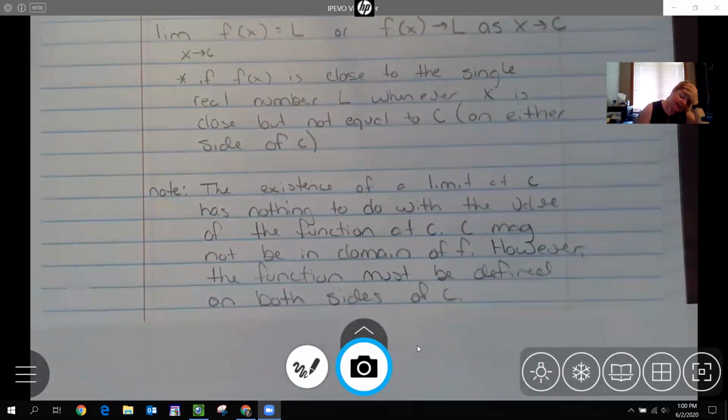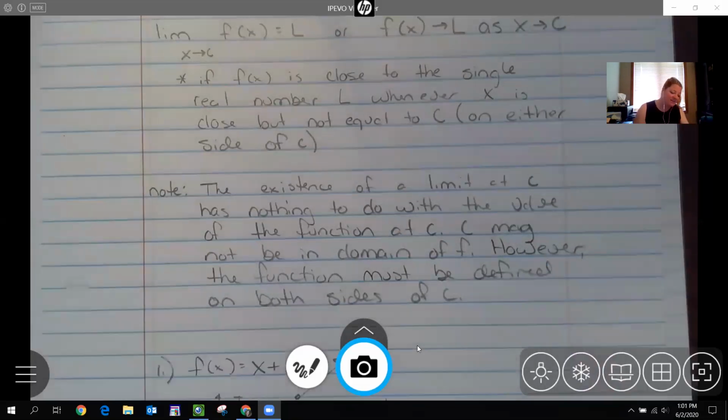So this says the existence of a limit at c has nothing to do with the value of the function at c. I'm trying to read what I wrote there. Looks like mag, but that's not right. That's may. Okay, c may not be in the domain of f. However, the function must be defined on both sides of c. So if you want to pause and write that down, go ahead.